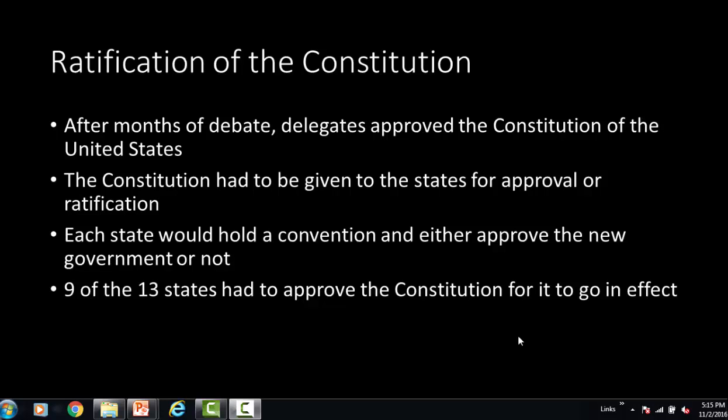And at some point, you may have looked at some principles in terms of federalism and separation of powers. If these things seem foreign to you, you may want to go back and take a look at the principles of the Constitution. I have a video about that as well. So today we're going to talk about the ratification of the Constitution.